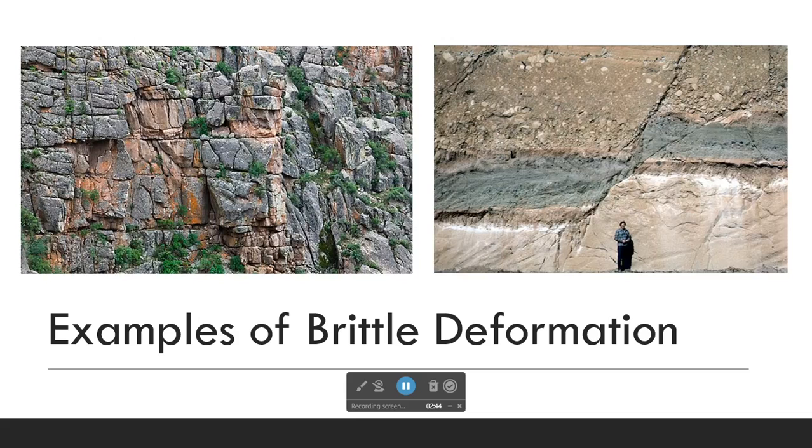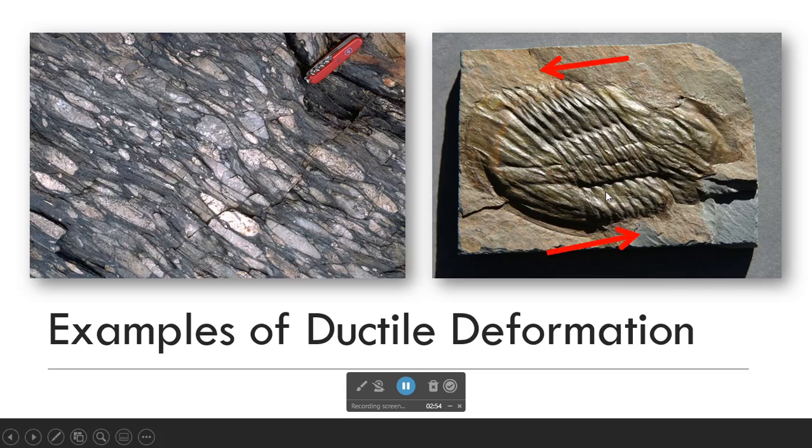So here are two examples of brittle deformation. On the left is brittle weathering, and then on the right is another one of these faults, and we'll talk about what faults are in a moment. And then here's another example of ductile deformation. On the left are some grains that have been pulled and squished together, pushed, and then on the right is actually a deformed trilobite. So you can get deformation of fossils as well.